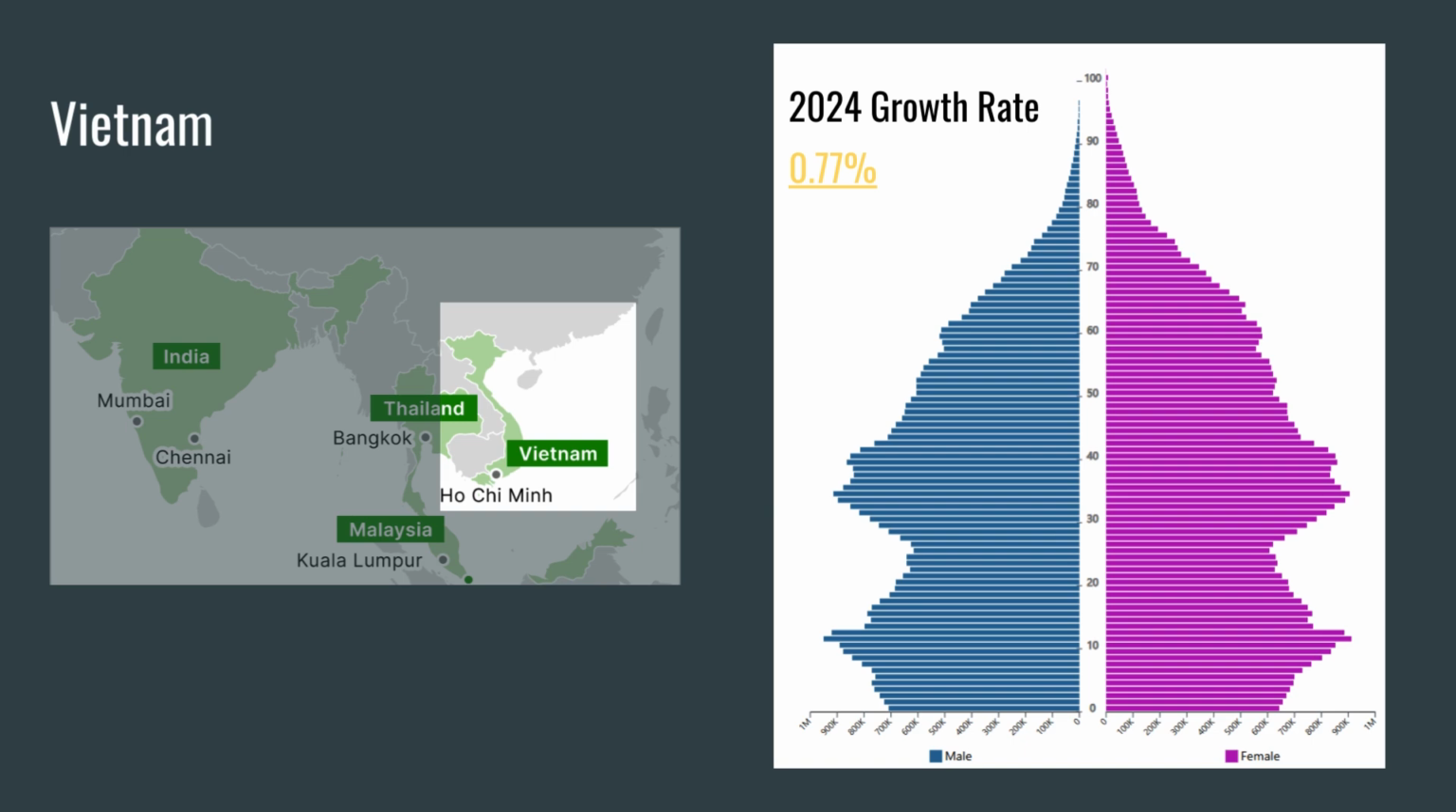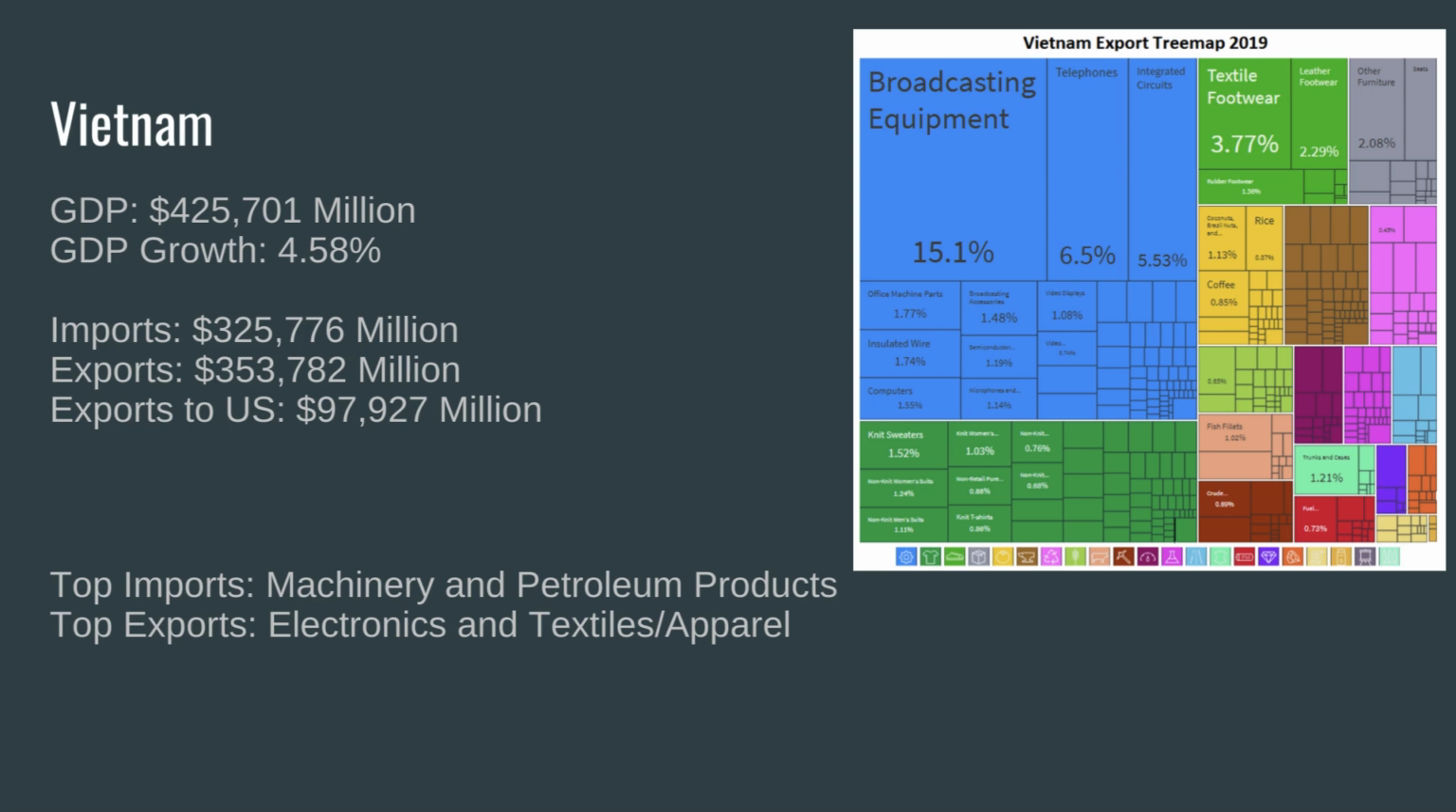Finally, we have Vietnam, which shows an interesting bimodal distribution of population and an overall approximately stable population number. Economically, there is slow GDP growth at 4.5% and overall a favorable trade balance, with top imports being machinery and petroleum products, and top exports being electronics and textile apparel based.